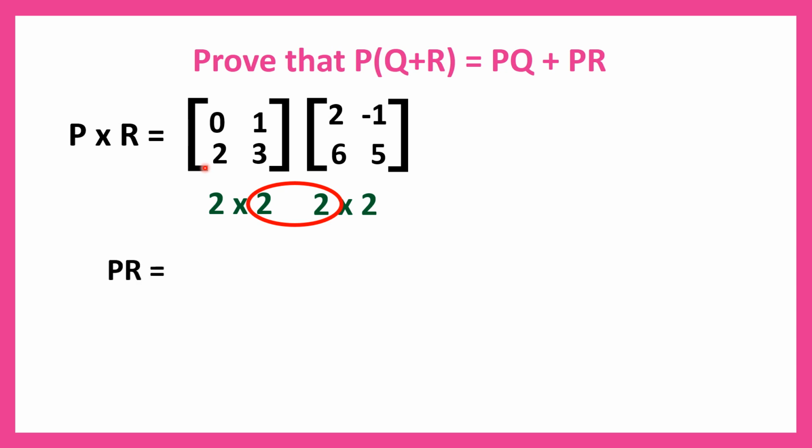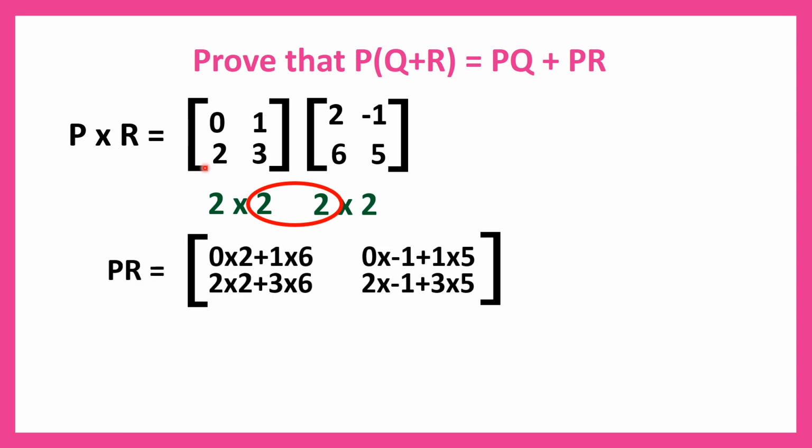Thus, we can do the multiplication. That is, for getting all these elements, we can follow the steps that we have already discussed. That is, the first row of the first matrix and the first column of the second matrix to get this element. First row of the first matrix and second column of the second matrix to get this element.